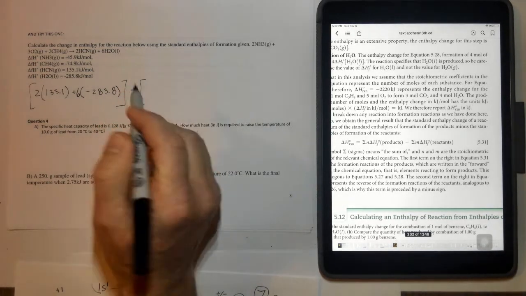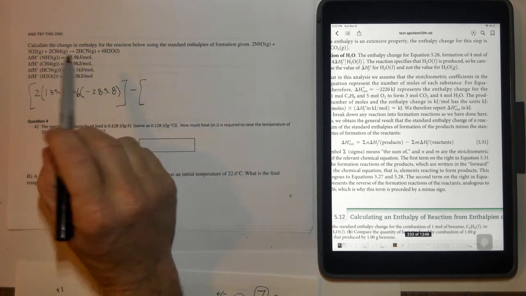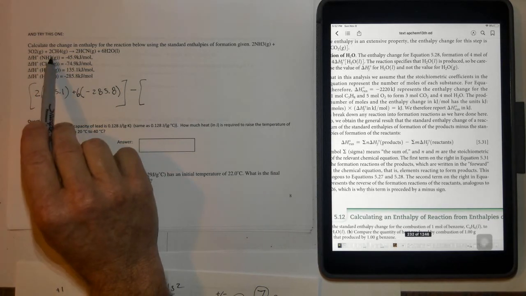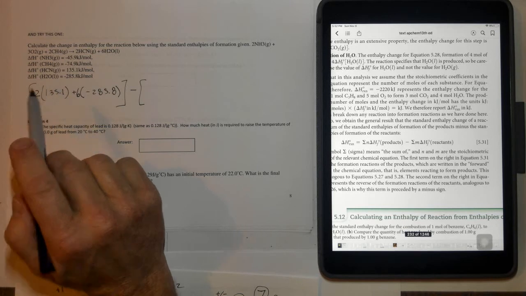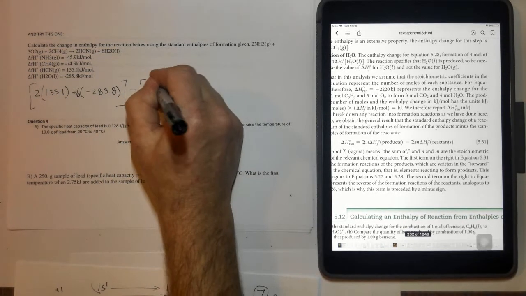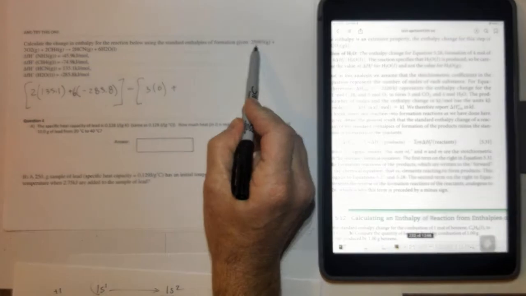That'd be our products minus our reactants. The reactants would be 3O2, and notice O2 is not given on this list. The reason is that anything in its elemental state is 0, so it'd be 3 times 0 for oxygen. Then there's 2 NH3s, so 2 times the NH3, which is negative 45.9. And there's 2 of the CH4s, so 2 times the CH4 is negative 74.9. Don't forget anything in its standard elemental form is 0. When you add those together, it ends up being negative 1203 kilojoules.